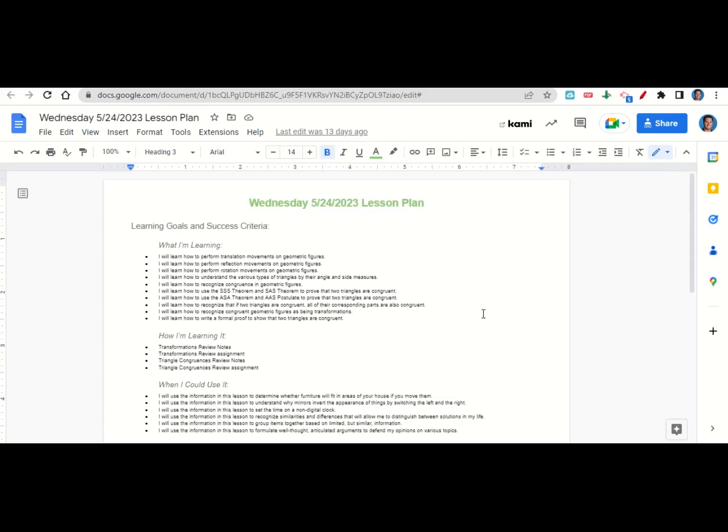First, what are we learning? We're learning how to perform translation, reflection, and rotation movements on geometric figures, how to understand the various types of triangles by their angle and side measures, how to recognize congruence in geometric figures, how to use the SSS theorem, SAS theorem, ASA theorem, and AAS postulate to prove that two triangles are congruent, to recognize that if two triangles are congruent, all of their corresponding parts are also congruent, to recognize congruent geometric figures as being transformations, and to write a formal proof to show that two triangles are congruent.